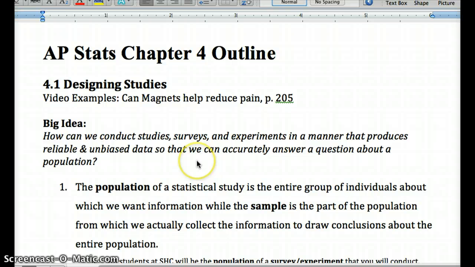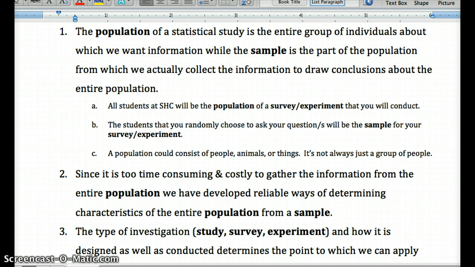So let's look at an example of population and sample. For your Chapter 4 project, you're going to be looking at creating your own data. You're investigating all students at SHC, so that'd be your population of a survey experiment that you'll conduct. The students that you randomly choose from a list will be the sample. They're the ones you actually gather data from, and you're going to do so in a representative way so that the sample you get should represent the true population.